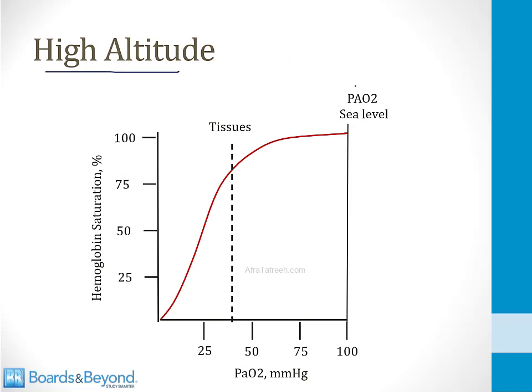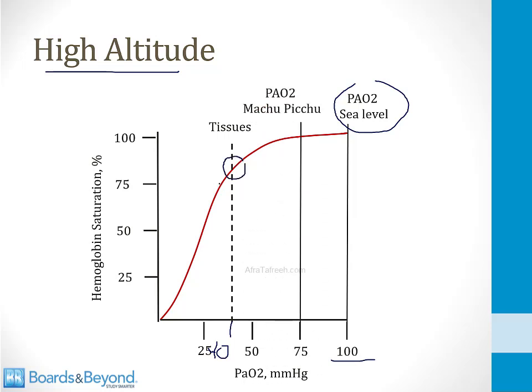So if you're at sea level breathing room air, the PaO2 you're going to find in the alveoli of your lungs is usually about 100. And then as we said earlier, out in the tissues, the PaO2 is about 40, and that causes the oxygen saturation of hemoglobin to go down to 75%. If you're up at high altitude at Machu Picchu in Peru, the PaO2 you're going to find in your alveoli is much lower. It's about 75.